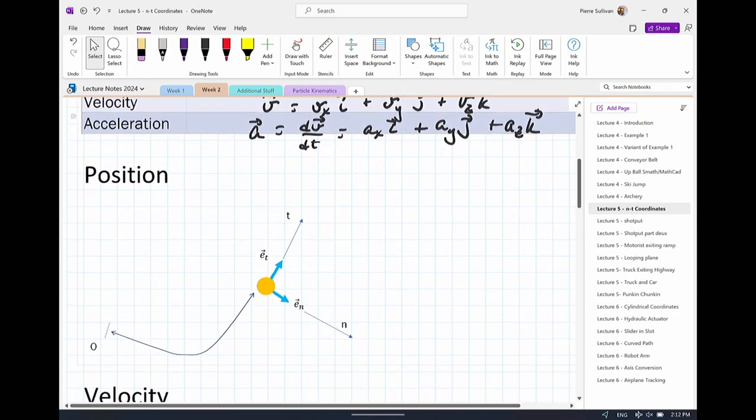So here's where things get a little bit weird. I have a particle that is traveling along a path, and I haven't shown that path, but let's take a look at that path here. The path sort of looks like this.